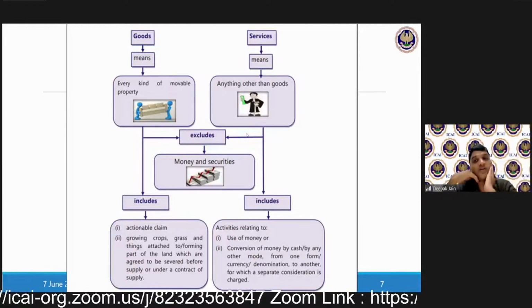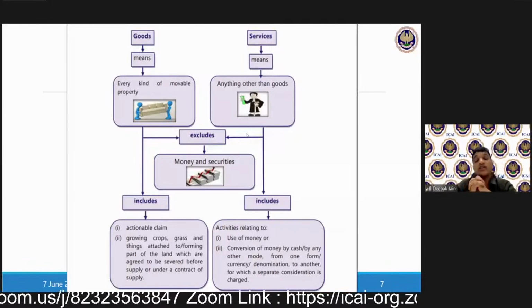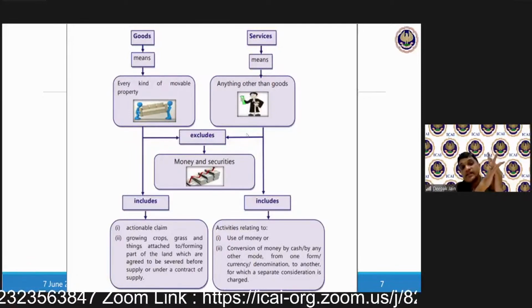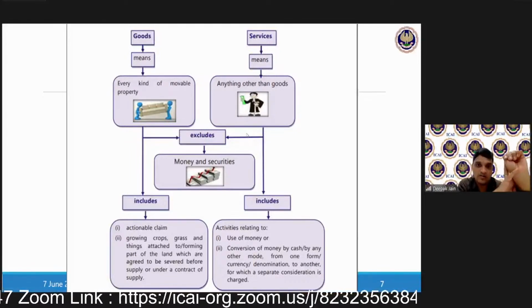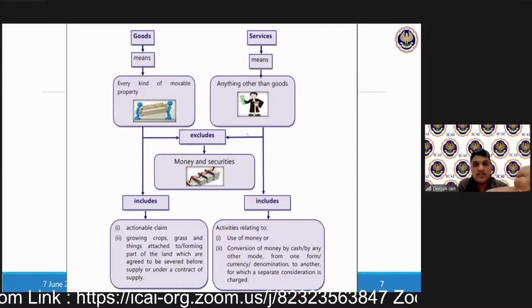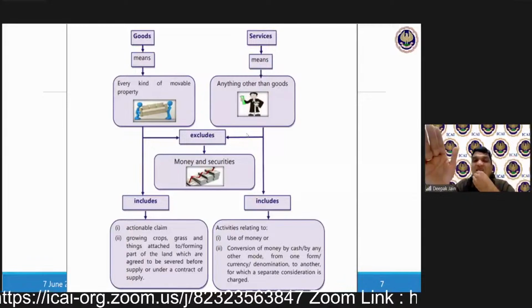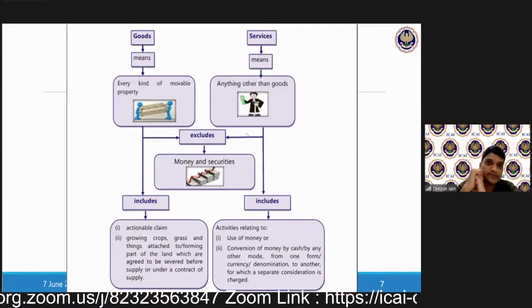So per se, even though it is movable, it is specifically excluded, which is money and securities. What securities? Securities, what you have read under Securities Control Act, Securities Control Regulation Act, all stocks, shares, debentures, all of this, what is defined there, will apply here also. So money and securities are specifically excluded from the definition of goods. But क्या include करता है? Goods के definition में actionable claim included है.